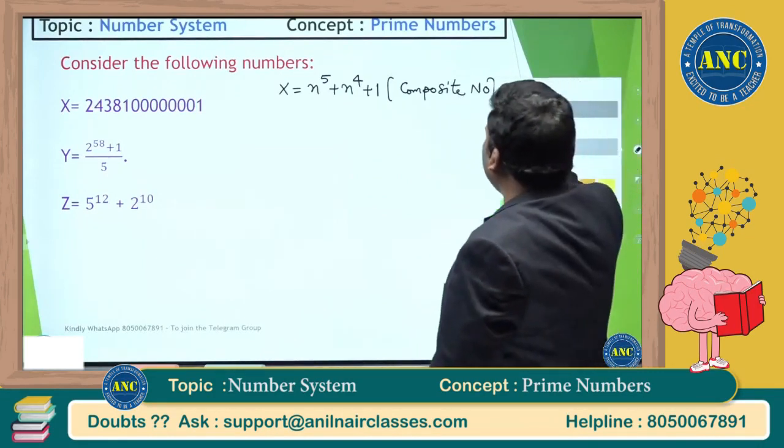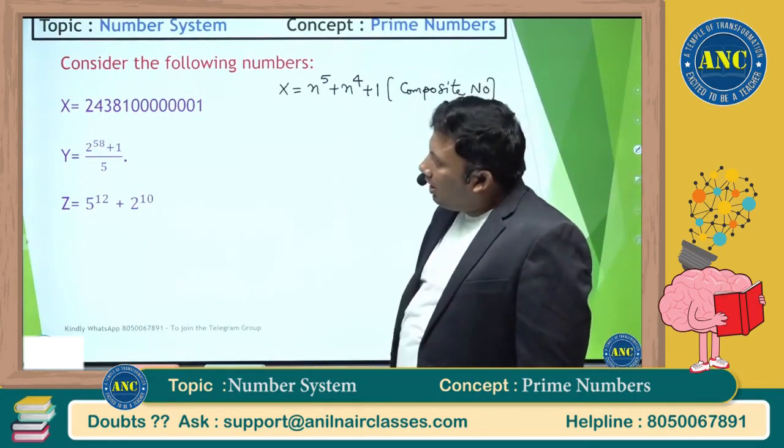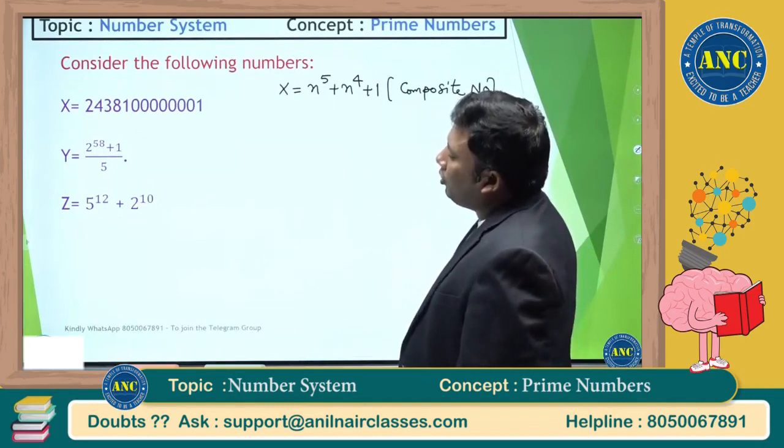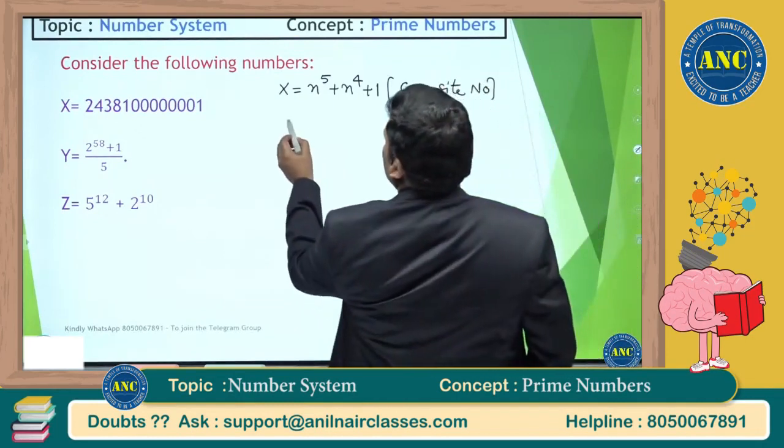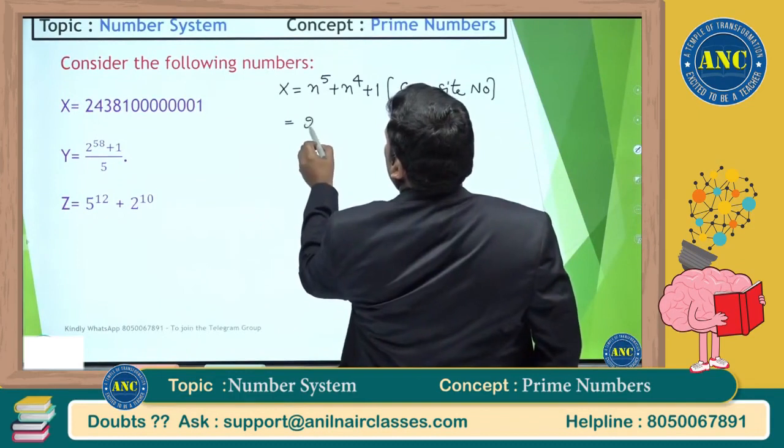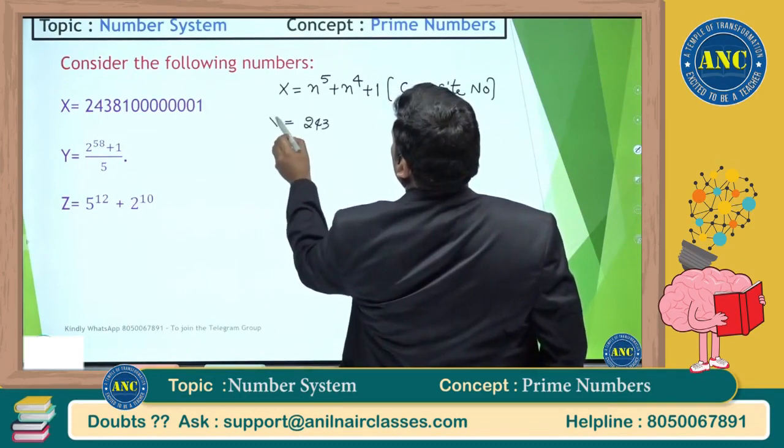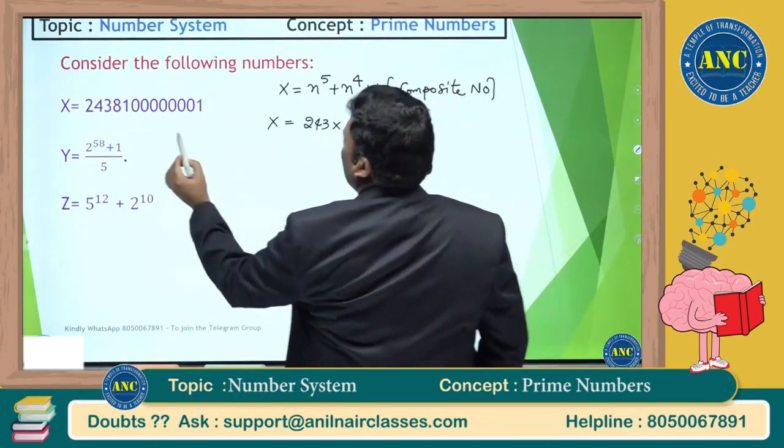Listen carefully. First question. X is 2, 4, 3, 8, 1. So these are nothing but 243 into, how many digits are there?